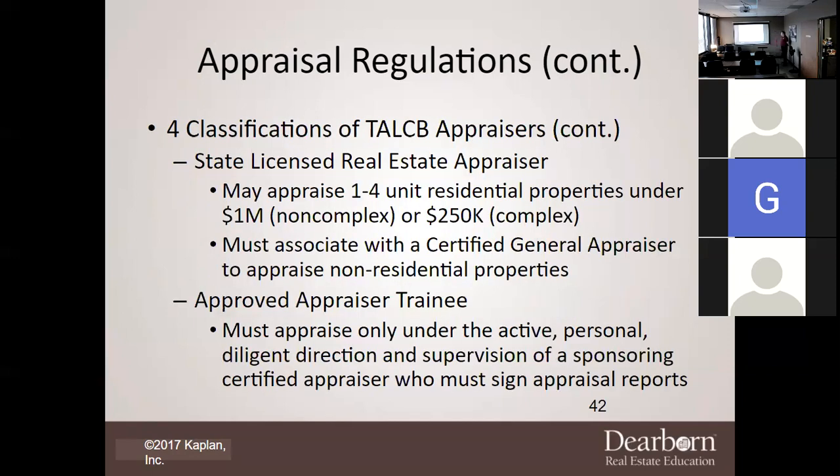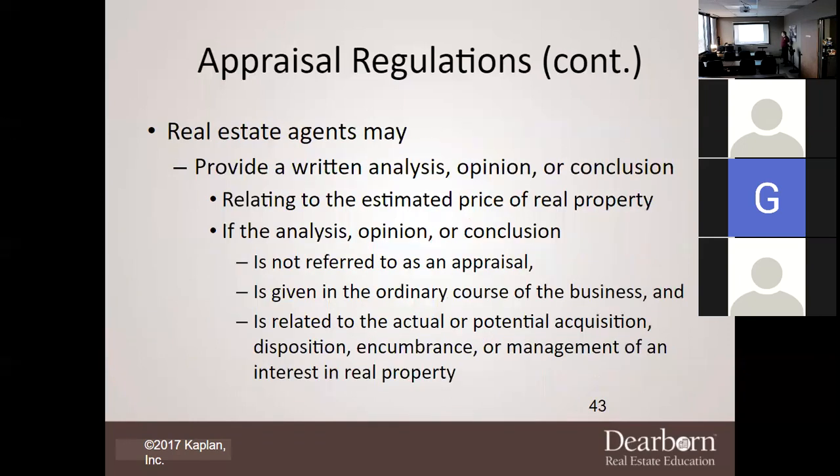There's also the state licensed real estate appraiser. They can appraise 1 to 4 unit residential properties under $1 million in a non-complex transaction, or $250,000 in a complex one. Again, they must associate with a certified general appraiser if they're going to appraise non-residential properties. And then the last one, of course, is the approved appraiser trainee. They have to appraise under the active, personal, diligent direction and supervision of a sponsoring certified appraiser, who must sign off on any of their reports.